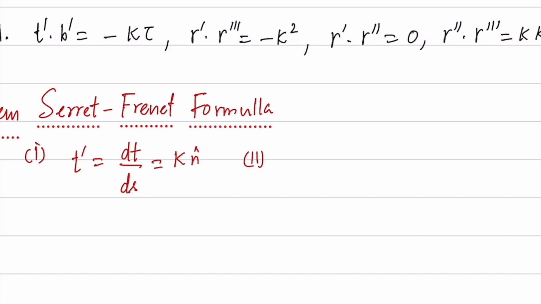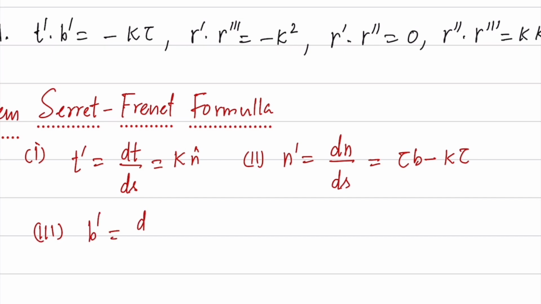And similarly, second one, n dash is equal to dn by ds, where n is the principal normal vector or the unit principal normal vector, which is taken as a function of the arc length. This is equal to tau b minus k t, that is, minus k t plus tau b. And similarly, the third one is b dash, which we can write as db by ds. It is equal to minus tau n.